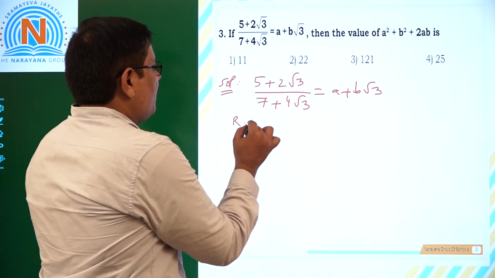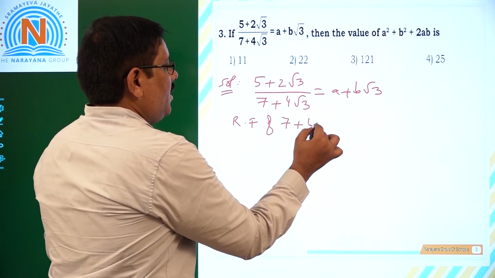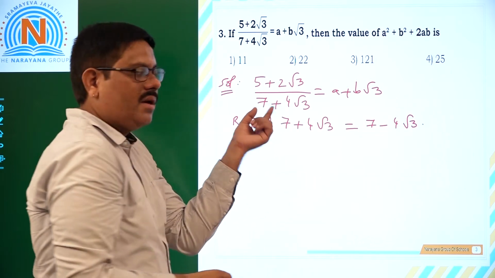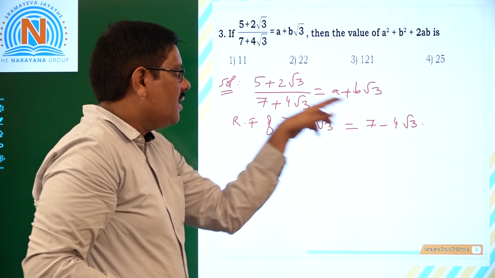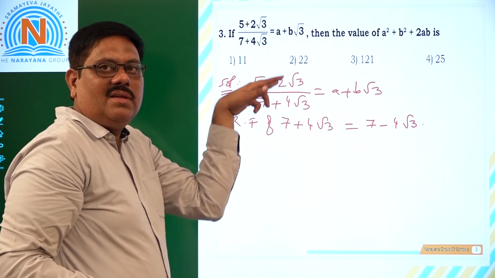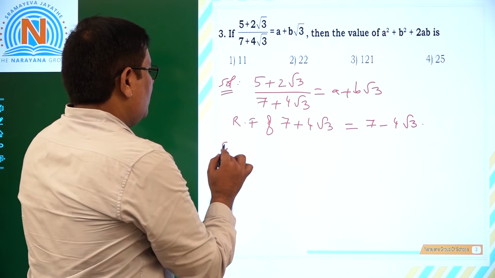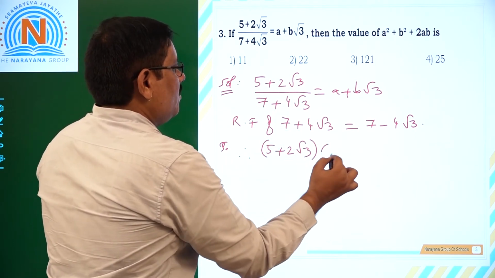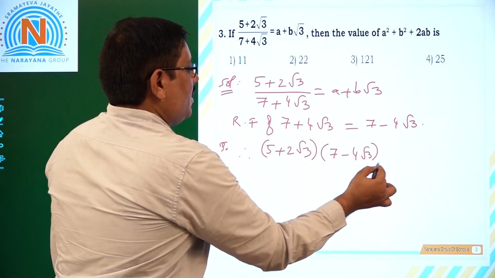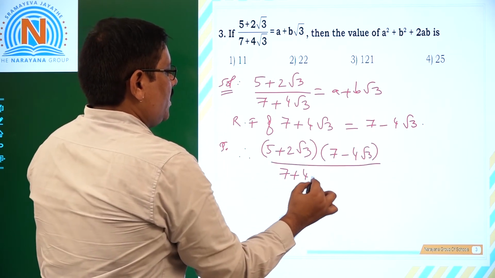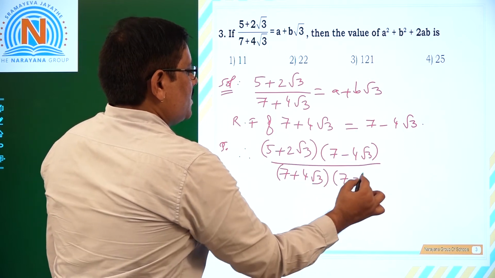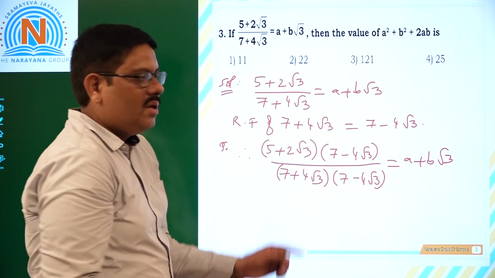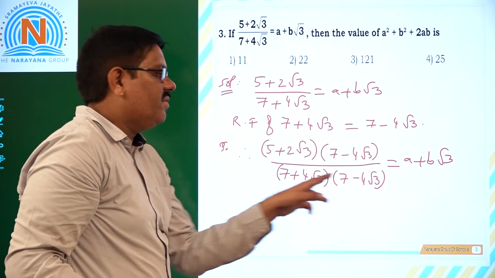So what is the rationalizing factor of 7 + 4√3? It is obviously 7 - 4√3. The rationalizing factor of the denominator is 7 - 4√3. With that, you have to multiply and divide the given expression. So what do you have now? Therefore, we can say (5 + 2√3)(7 - 4√3) divided by (7 + 4√3)(7 - 4√3), that is going to be a + b√3. You are multiplying and dividing so that the value of the fraction won't change.